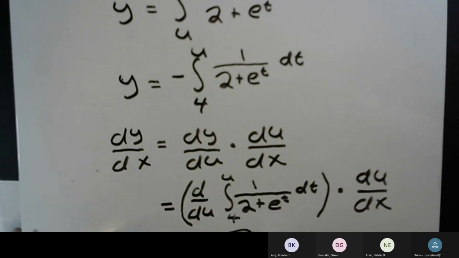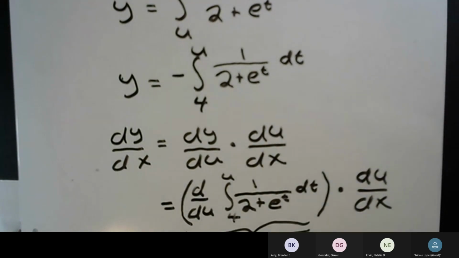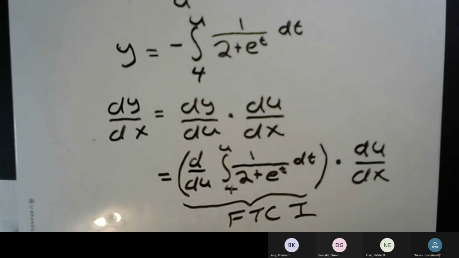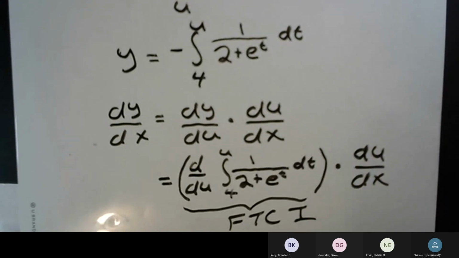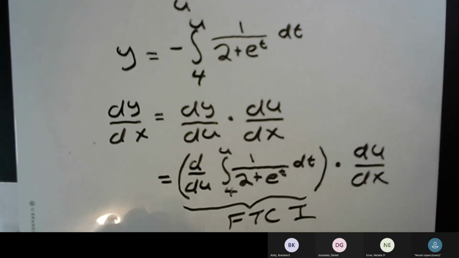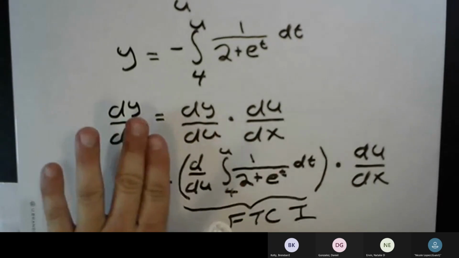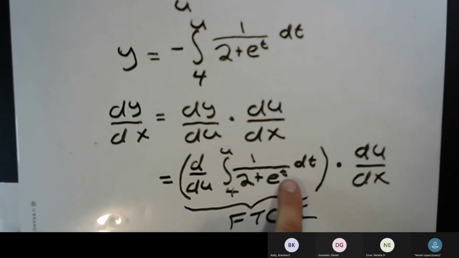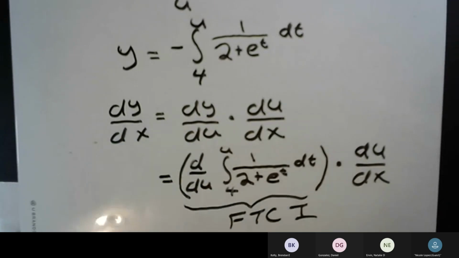Now this one, we're just going to use the fundamental theorem of calculus, episode 1. We may call it part 1, but we'll go with episode 1. So all that's going to do is clear everything out, leave f of t, but then replace the t with that variable.